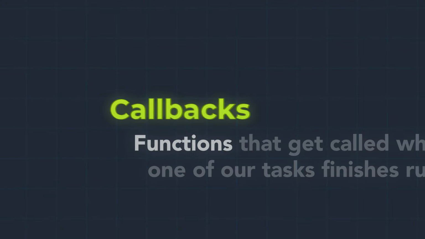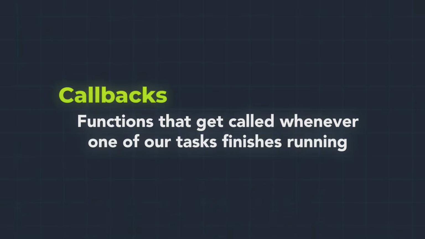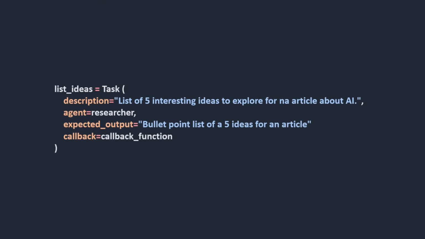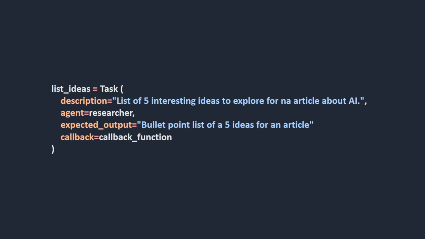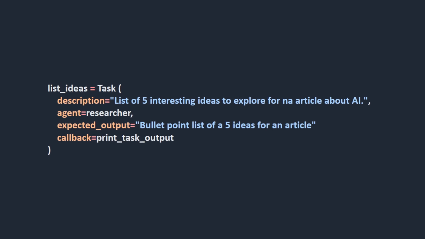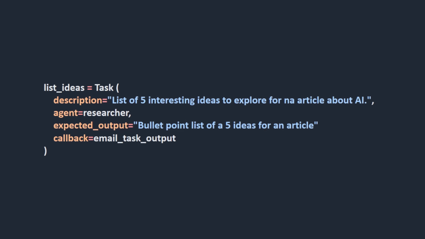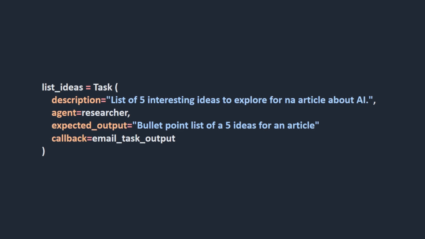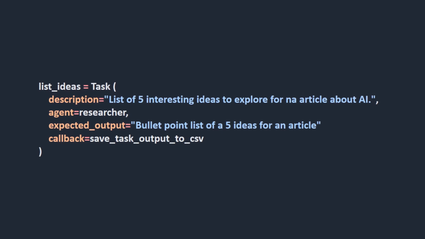And the final feature that we're going to be focusing on are callbacks. And callbacks are super simple. Just think of them as functions that get called whenever one of our tasks finishes running. So let me give you a concrete example. Let's pretend that we had an idea generation task that generated 5 ideas about AI. Well, what we could do is set up a callback to either print out the results of our newly found ideas, or we could maybe set up a callback to send out emails to people to share those newly generated ideas. Or in our case, what we're going to be doing later is we're actually going to be saving those newly generated ideas to a CSV file. So you'll see this actually in practice later on in this tutorial.